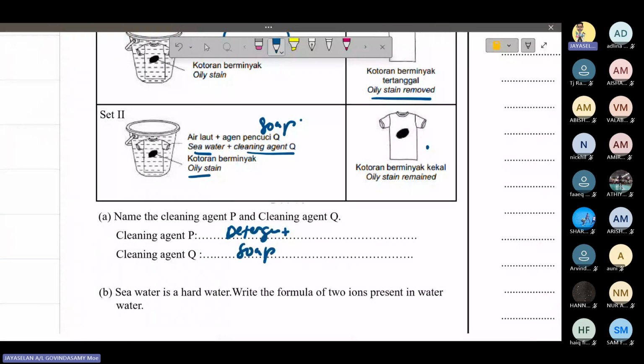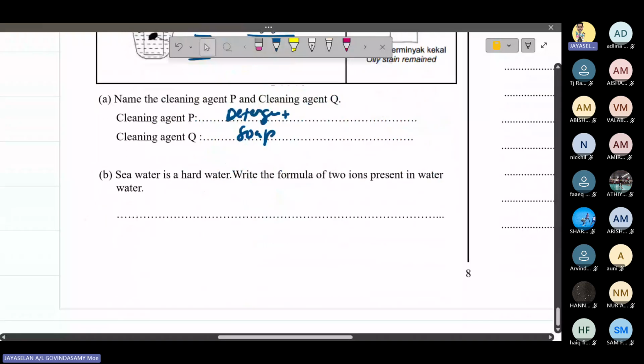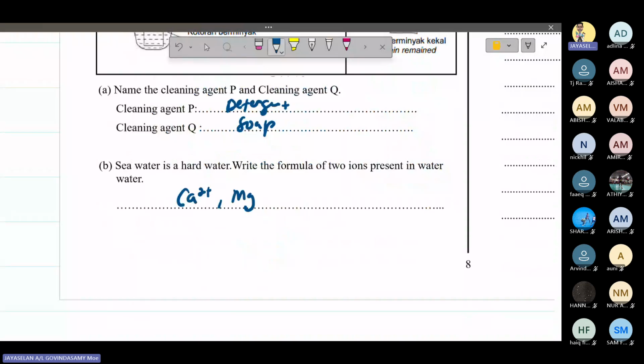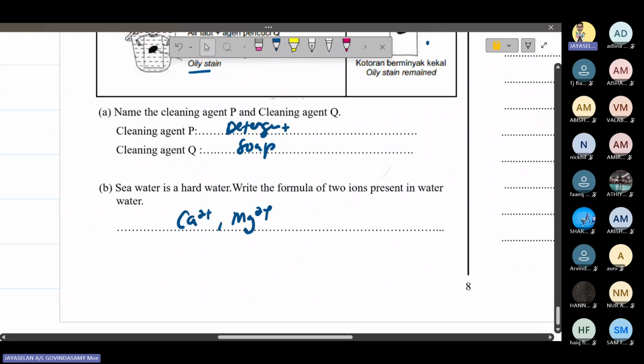Any question? Okay, so hard water contains what ions? Write the formula of the two ions, Ca2+, Mg2+. Take 1 mark. Any question?